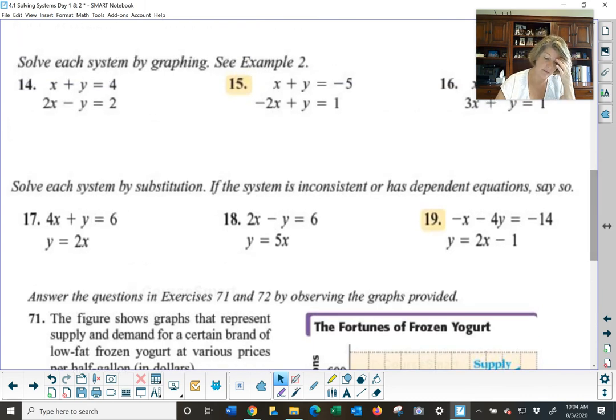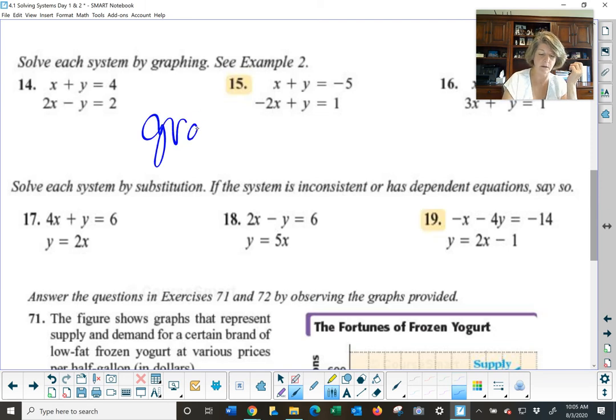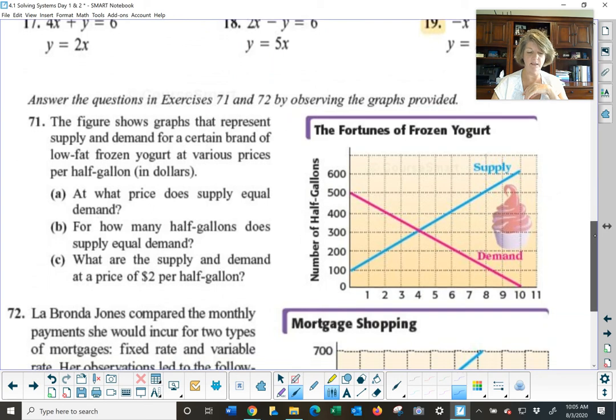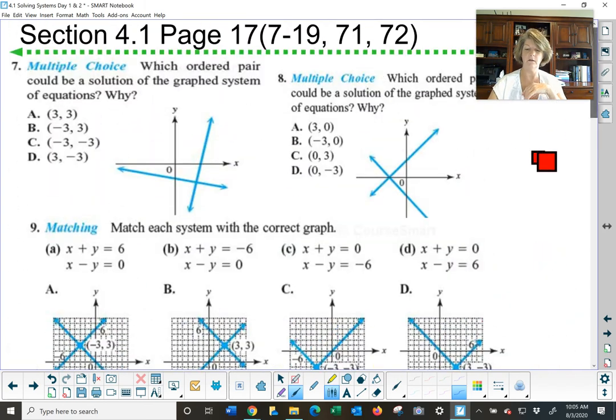I will put that in Schoology for you. So if you want to print your own graph paper, you certainly can, or if you have some at home, use that. And then 71 and 72 aren't too bad, just little quick questions there.